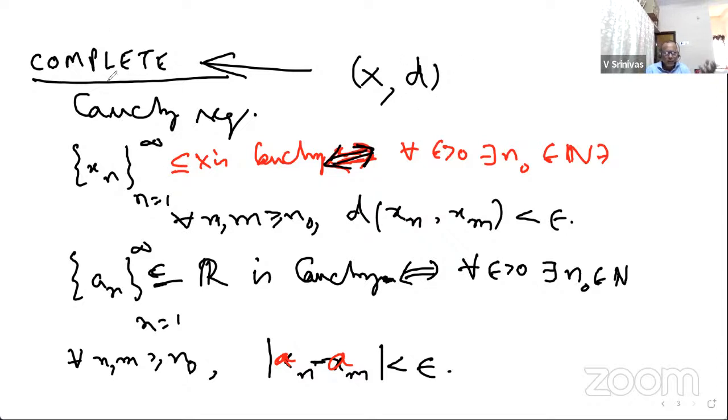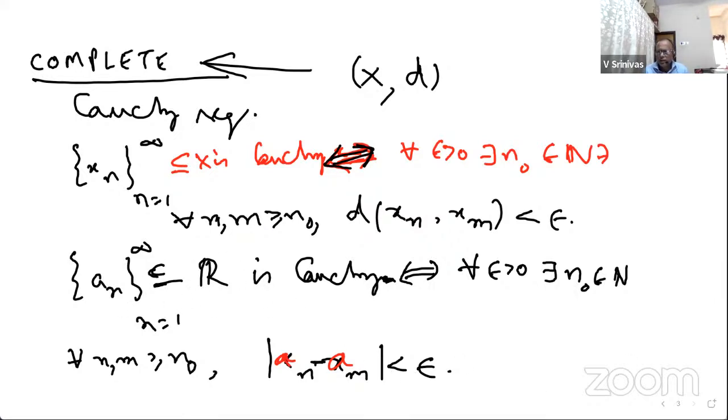Okay, so completeness means that in that metric space, each and every Cauchy sequence converges. That's what is meant by completeness. In fact, R is complete. If you take any Cauchy sequence, you can show that it converges in R. It converges and the limit belongs to R. That's what you can show.